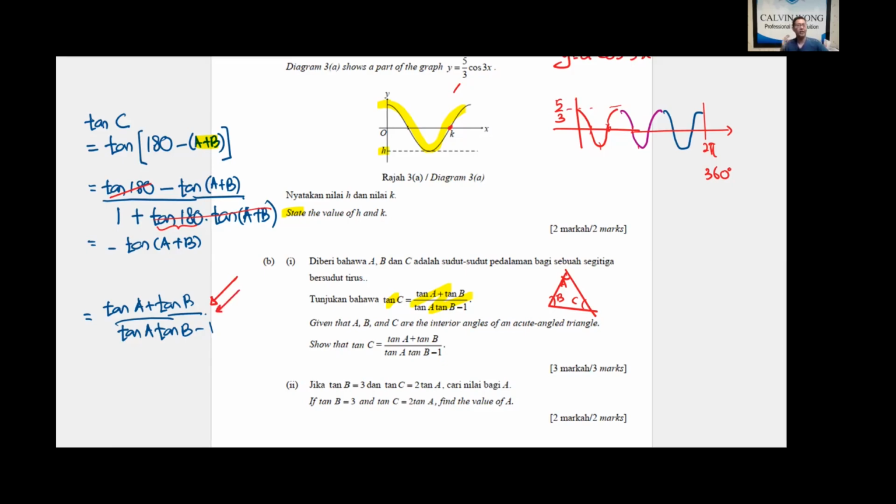Like when you drive, you keep looking 100 meters in front of you, not 2 meters in front of you. So when you expand this one, you will have tangent A plus tangent B. Where's my negative? Be careful. It is a negative over 1 minus tangent A tangent B. Now I erase this one, put the negative at the bottom, and then tada, next step is my answer.